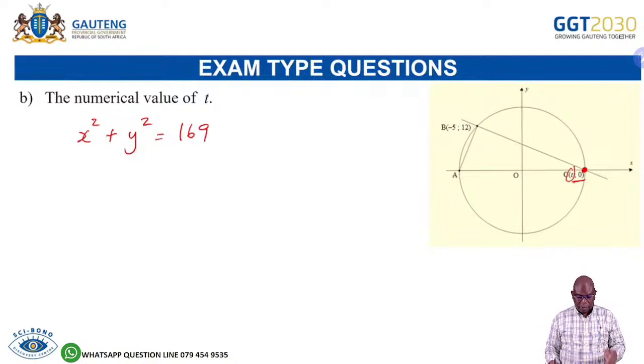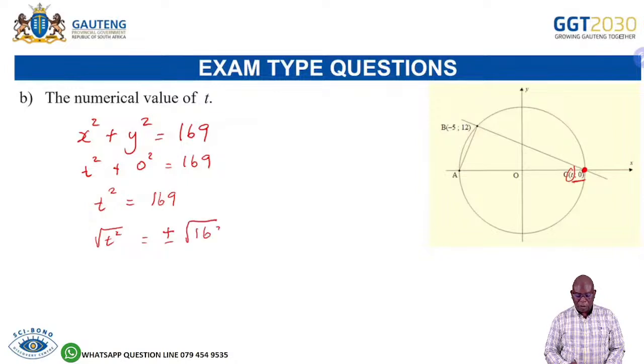Now I need to find t. The x value here, I'm going to replace it by t squared, the y value by 0 squared, equals 169. Can you see now I can calculate the value of t? It's easy. So I'll say t squared equals 169. So for me to get t, I'll take the square root: t equals plus minus the square root of 169. You see, in this case, I'm writing plus minus because it is not r. With r, it's positive. Now t equals plus or minus 13.